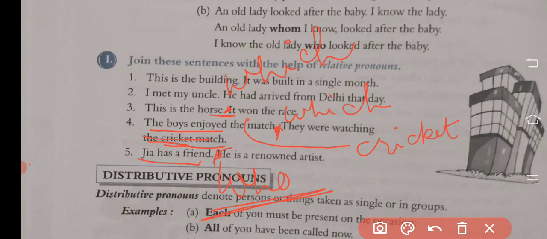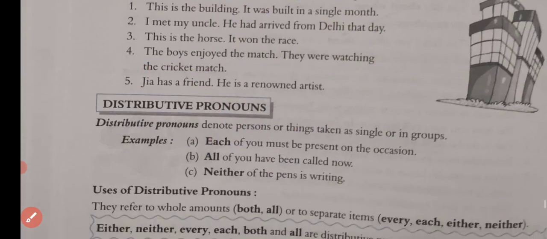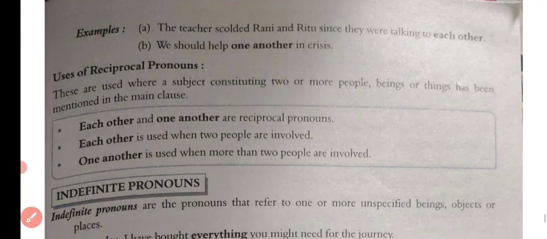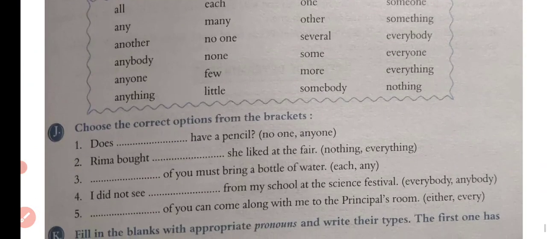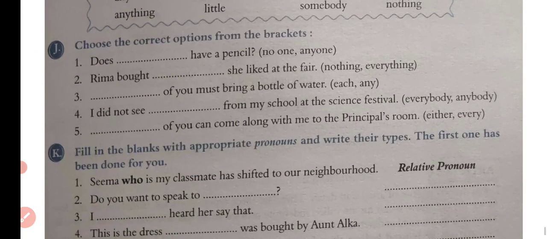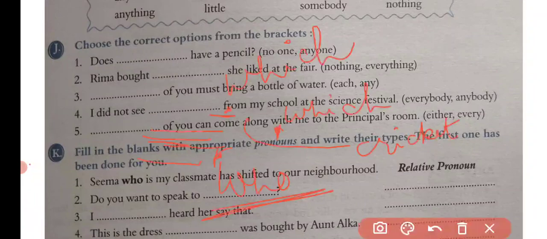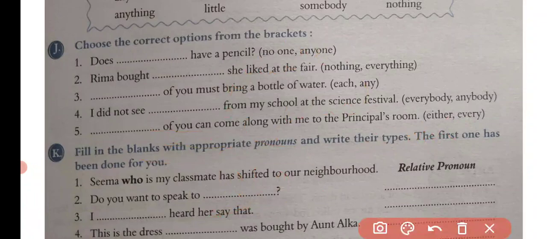Now please come on page number 39, and very simple and easy exercises are given here. So please see what these are. Choose the correct option from the brackets. Okay. Does dash have a pencil? Does anyone have a pencil? Because we have read this in the negative sentence, we have to do anyone.